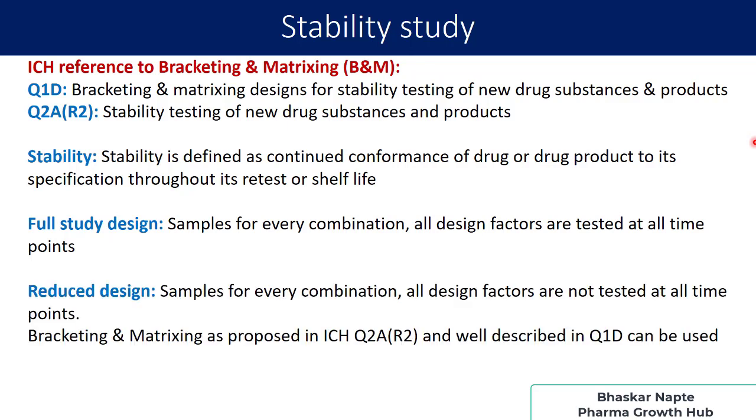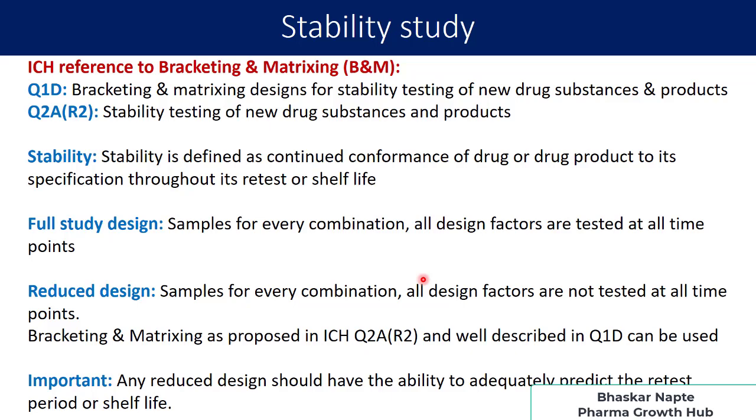Now there is another concept which is called a reduced design. The samples for every combination of all design factors are not tested at all time points. So there are certain ways of omitting the stability testing time points, and that is called a reduced design. So how can one implement the reduced design with the help of bracketing and matrixing? We will talk about how the bracketing concept can be utilized to implement reduced design.